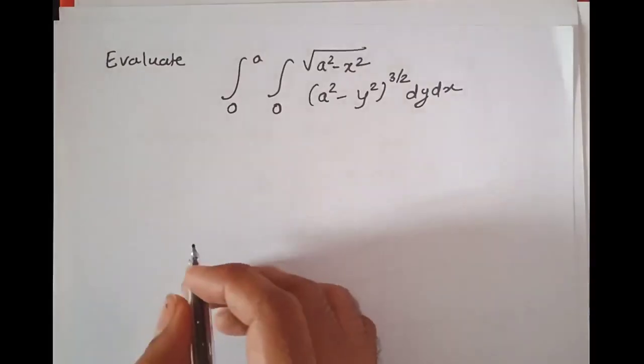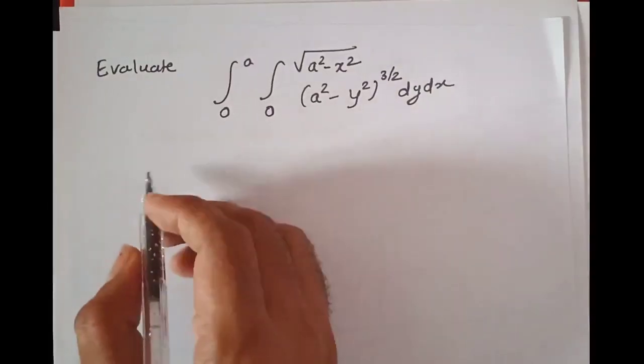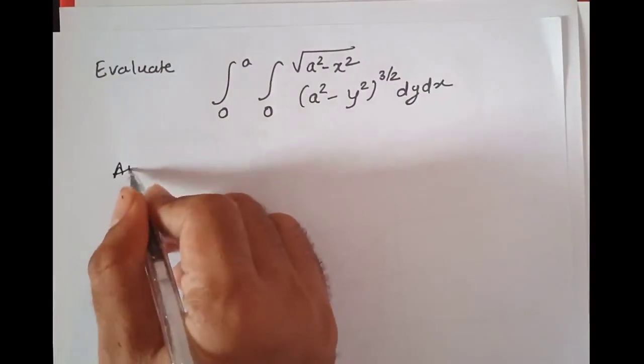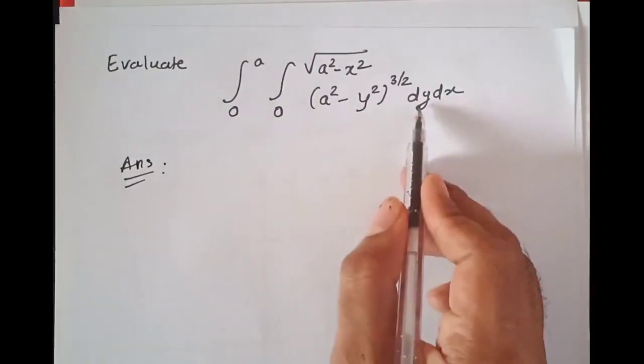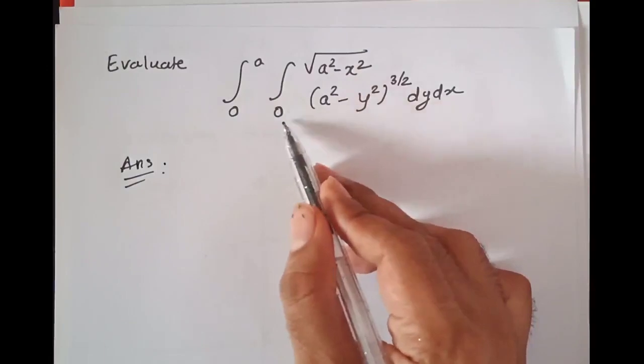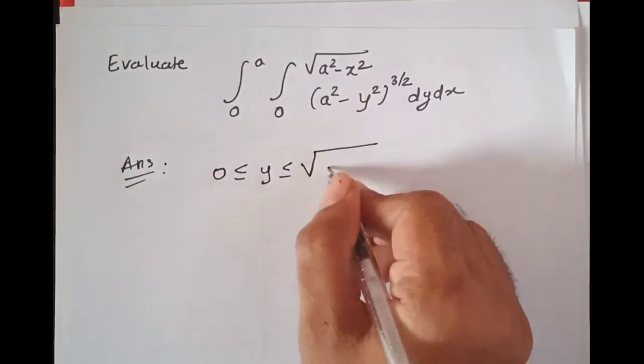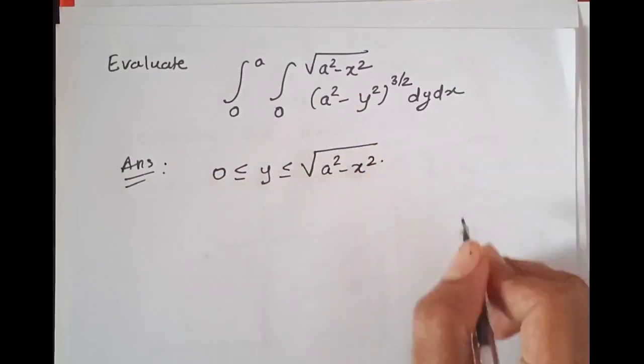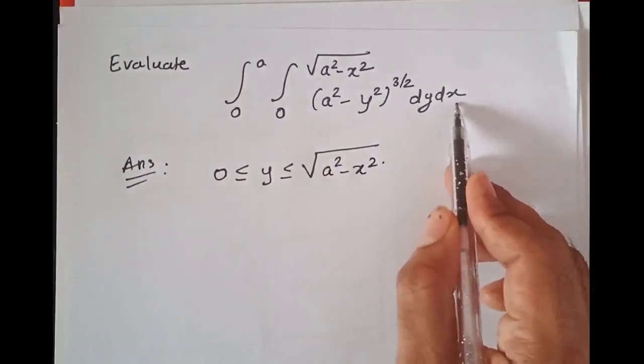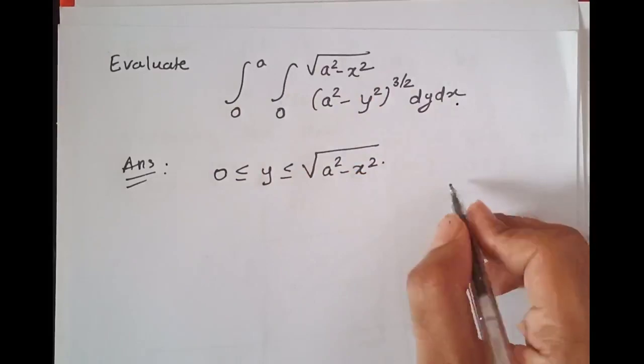Okay, so another question on reversing the limit. Again, we will read from the question. The solution here is, so for y, if we can see from the interior limits, 0 less than y less than square root of a square minus x square, and the outer limit, that is dx, is varying from 0 to a.